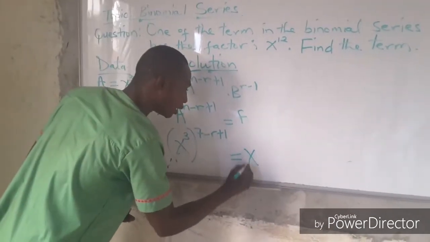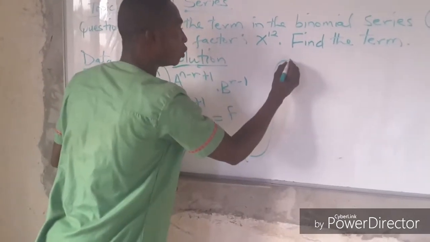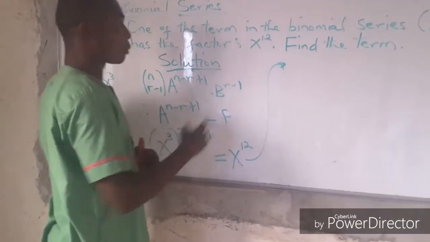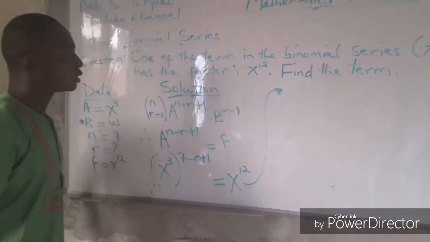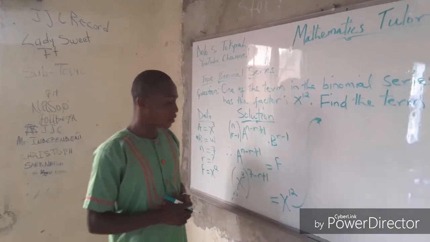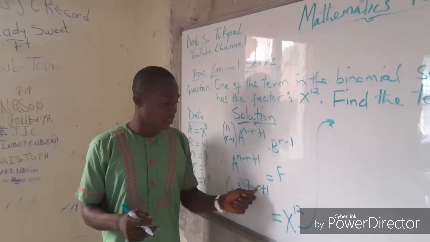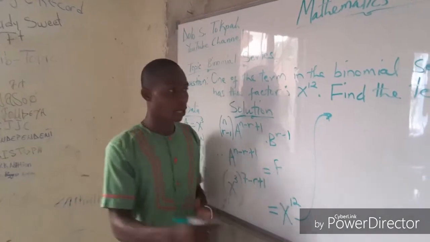So we say x all the way to the 12th power. And now the arrow indicates that our problem continues to be solved. In our next step, what we are going to do is to simplify the power, that is 7 and 1, then we can continue our journey.